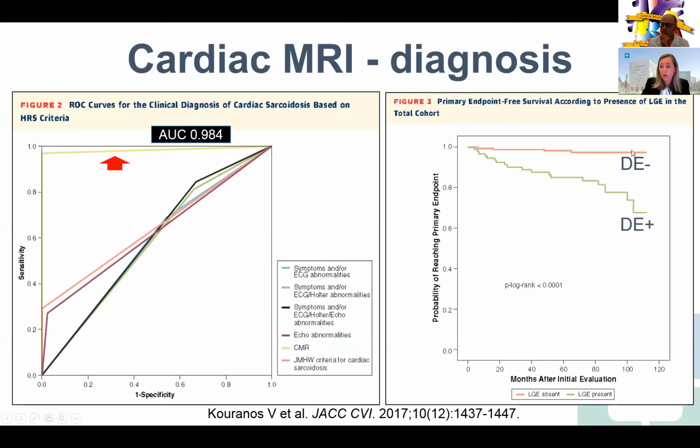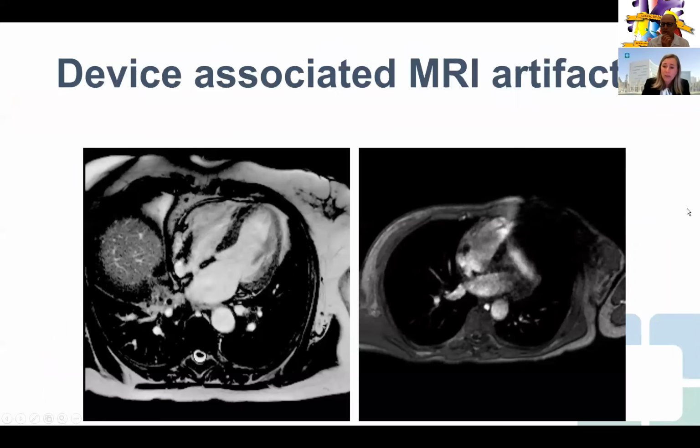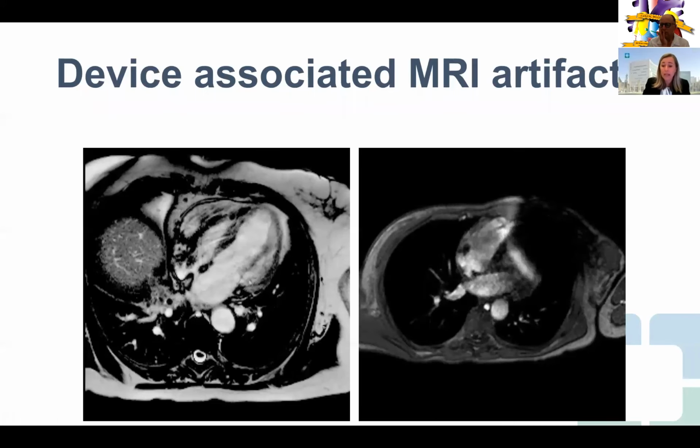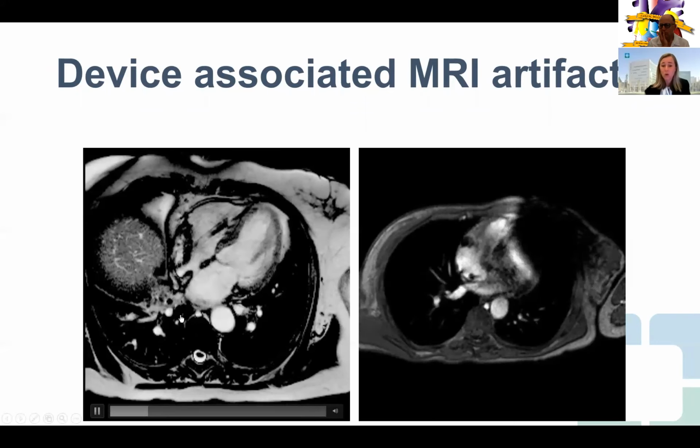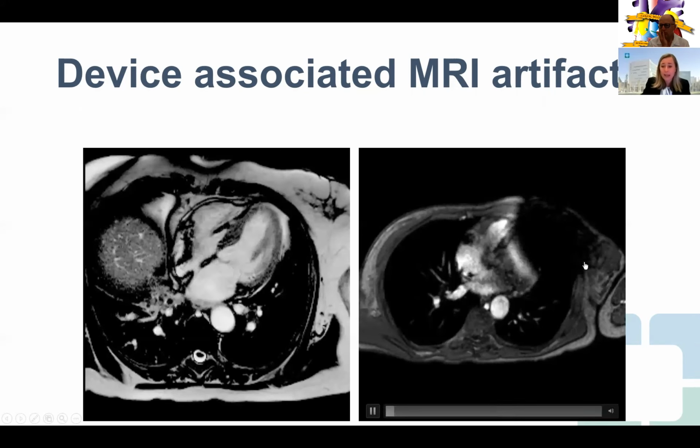And you can see here that those with no delayed enhancement are likely to do much better. I want to just mention device-associated MRI artifact, because I think, unfortunately, by the time we see a lot of patients, they've already had a pacemaker or ICD implanted for heart block or VT when cardiac sarcoidosis was not considered to be a differential. I think these days with MRI compatible devices, as you can see here on the left, it is still very possible to get good image quality despite there being a pacemaker. Whereas compared here on the right, obviously there's a large artifact from the generator.